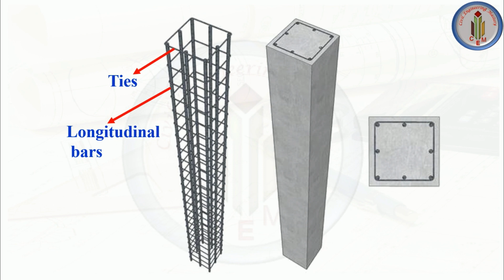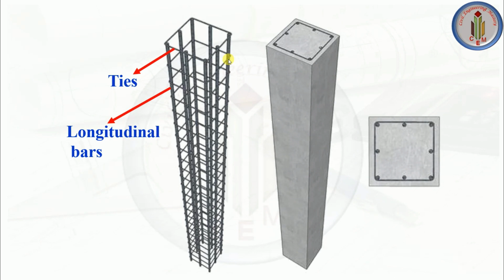Also, let's understand the concept of why we provide longitudinal bars and lateral ties. First, let's discuss the longitudinal bar. As we all know, column is a compression member, so its predominant function is to resist the compressive force. So to resist the compressive force, we provide longitudinal bars or main bars.